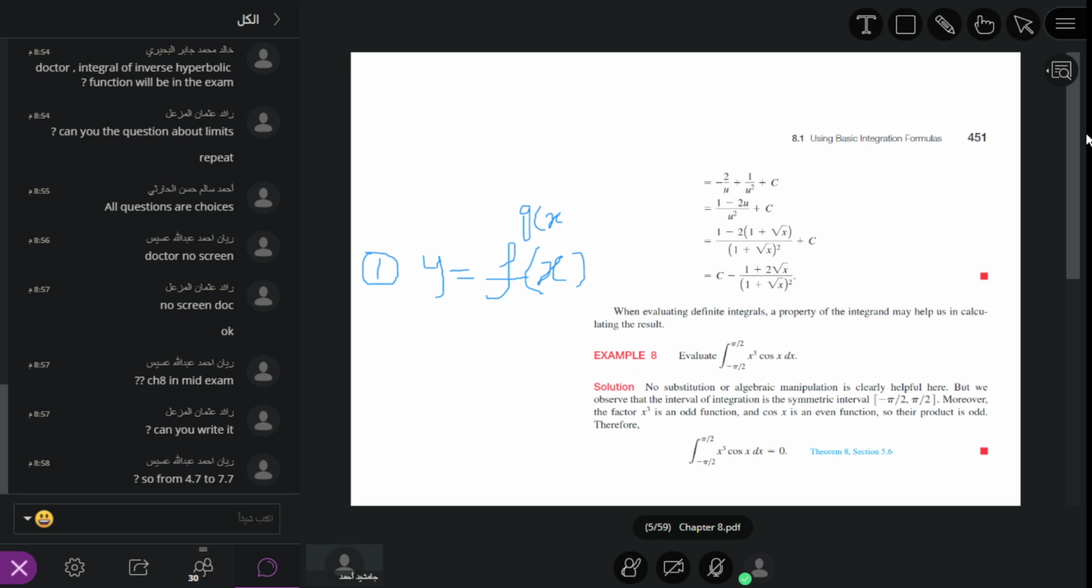f of x power g of x. What is the second step? We take the log natural.